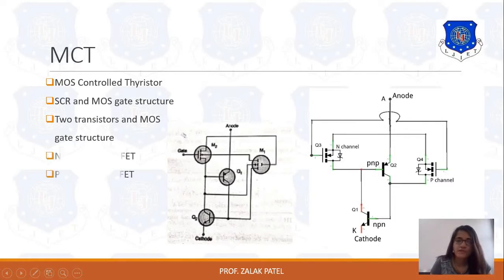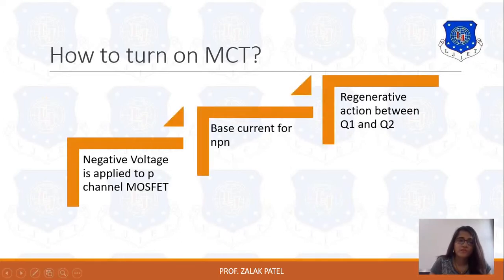So the whole process will be like this. First of all, negative voltage is applied to the P channel MOSFET, M1. Then base current is applied to the NPN transistor, Q2, which will start conduction, and because of the Q2 collector current, regeneration action takes place between Q1 and Q2, and this will turn on the MCT. So this is the whole turning on process of MCT.